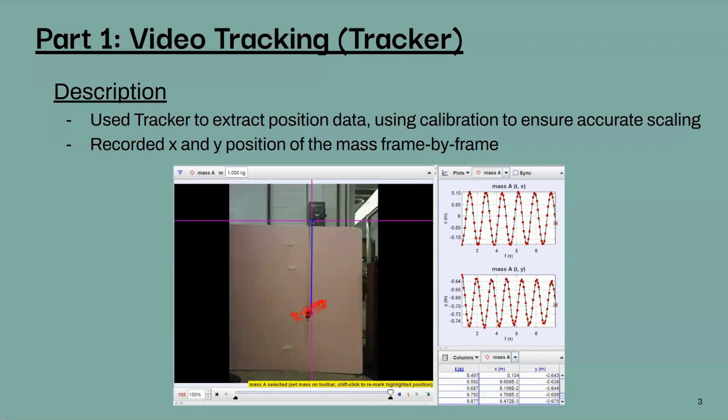In part 1, I used Tracker software to extract position data from a video of the oscillating mass. The video was first calibrated using a known reference length to ensure that the position measurements were accurate and properly scaled. Then I tracked the position of the mass frame by frame, recording both the x position and the y position over time. This process produced experimental data that represents how the system behaves in real life. This data is important because it provides a direct basis for comparison with the computational model.